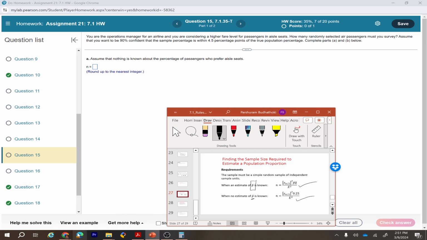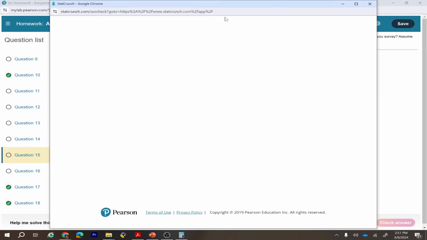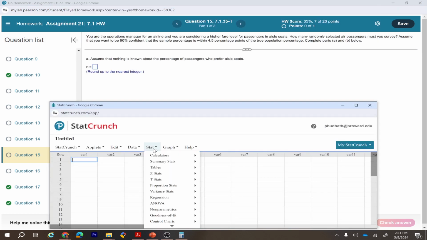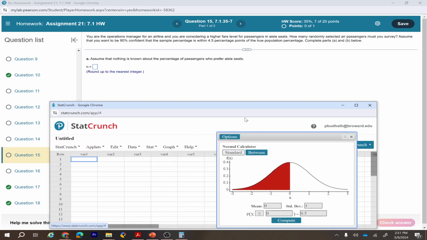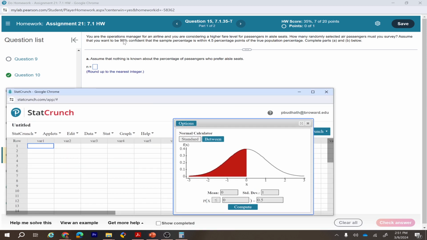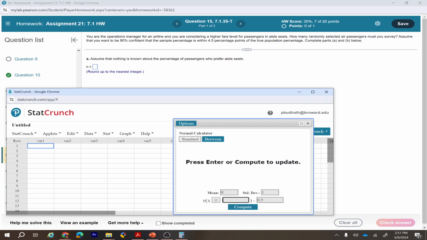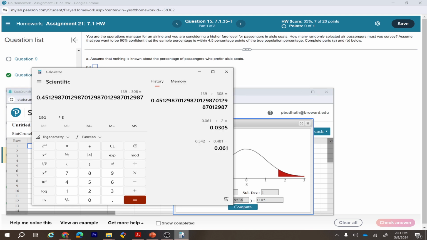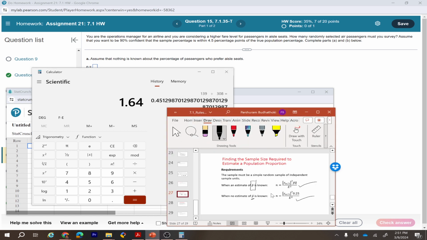If you go to StatCrunch one more time, for the 90%, go to the calculator, go to the normal. Remember, the value of alpha is 10%, so alpha over 2 is 5%. So the area under the curve to the right side is 5%, which is 0.05. For this, what is the z-score? Z-score is this one, 1.645. So that's the z-score.